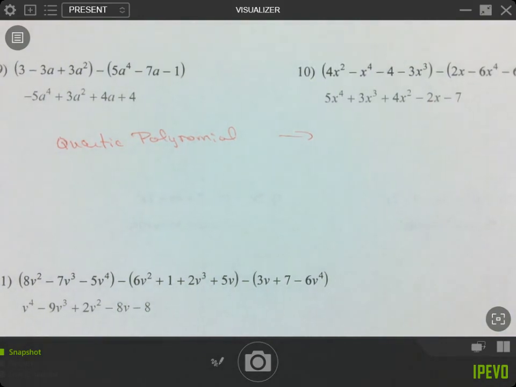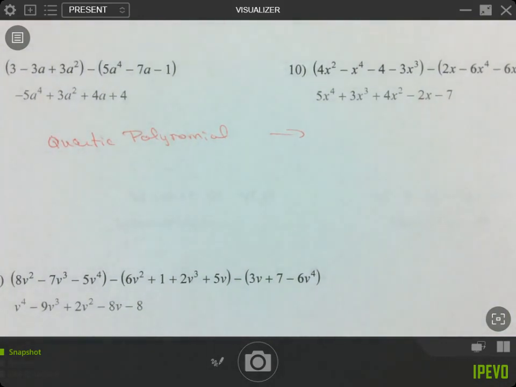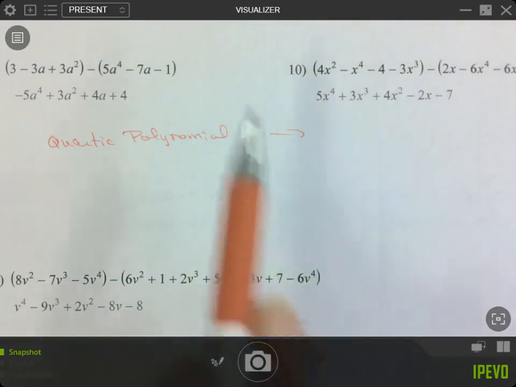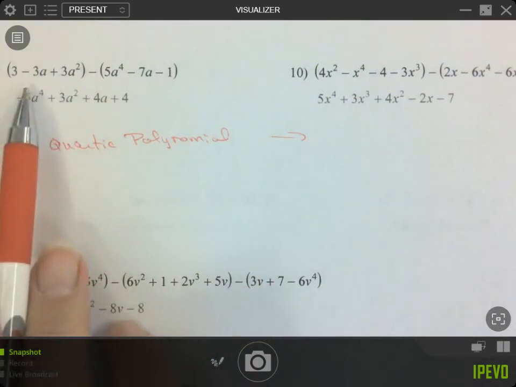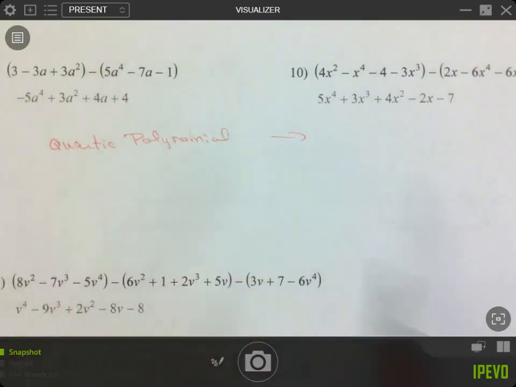But there are reasons that things would be wrong. You added the wrong terms because you weren't looking at the powers. You messed up a sign. So double check these. You're only changing signs if it's subtraction. So you're not touching the first part, but this minus sign would distribute.